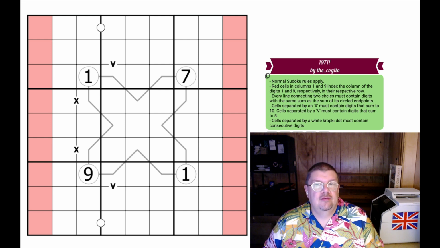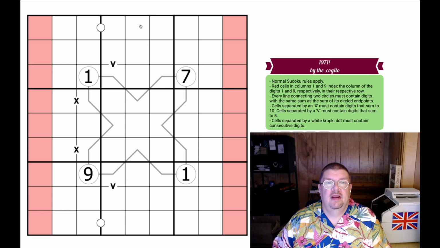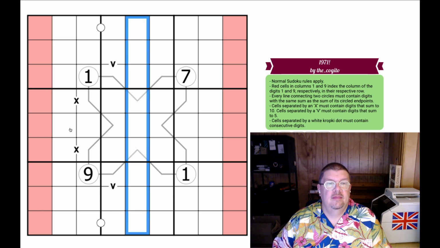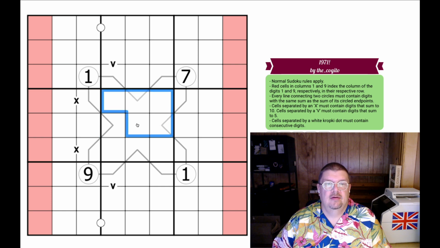And now let's have a look at the rules. Okay, normal Sudoku rules apply. So in every column, every row, and every 3 by 3 box, we're going to place the digits 1 to 9 once each.